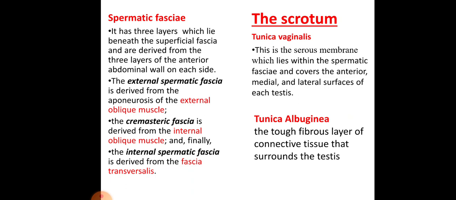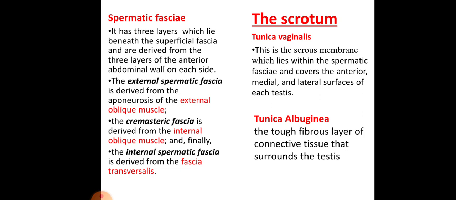Then we have the spermatic fascia. It has three layers which lie beneath the superficial fascia and are derived from the three layers of the anterior abdominal wall on each side. The external spermatic fascia derives from the external oblique muscle. Cremastic fascia derives from the internal oblique muscle. And finally the internal spermatic fascia is derived from the fascia transversalis.